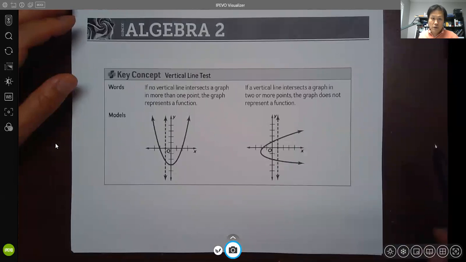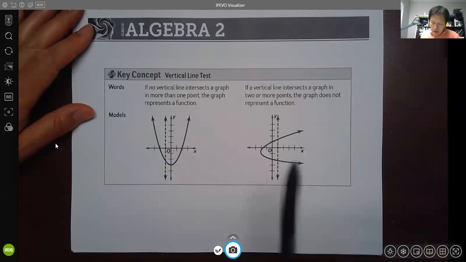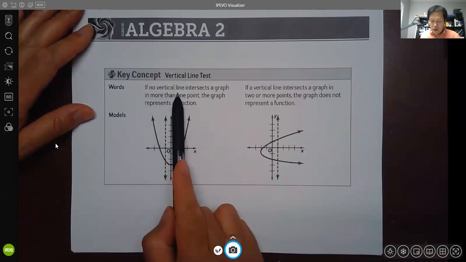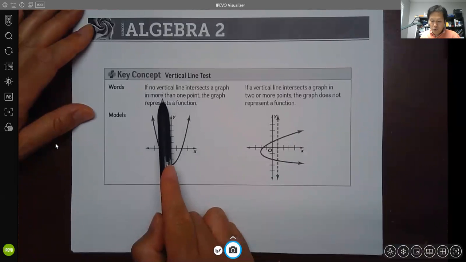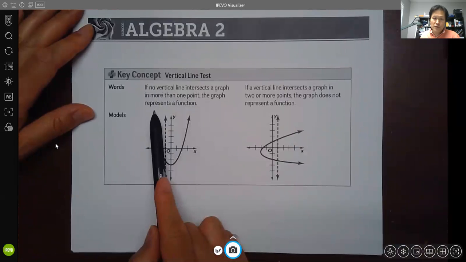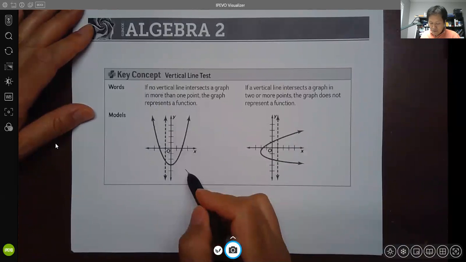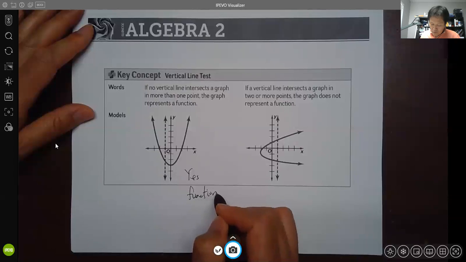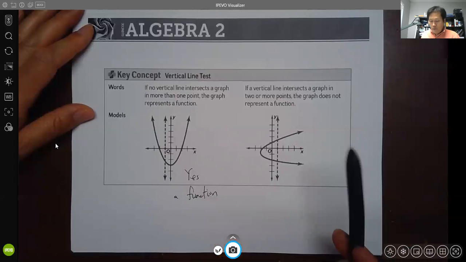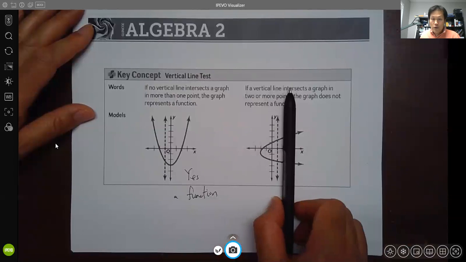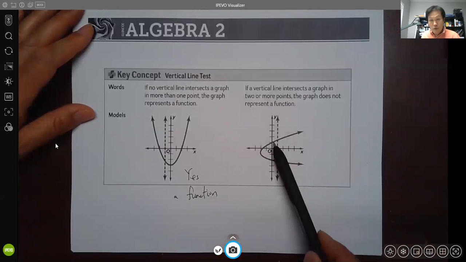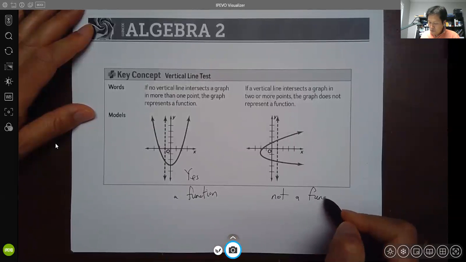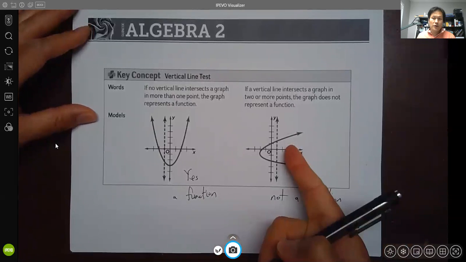I talked about the vertical line test already. Vertical line test: if no vertical line intersects a graph in more than one point, the graph represents a function. Yes, function. If you put a vertical line anywhere and it passes the graph more than once, no, not a function. It fails the vertical line test.